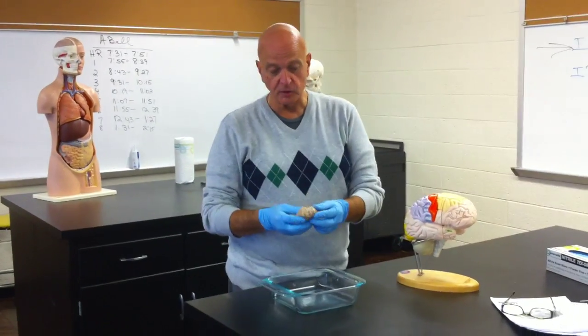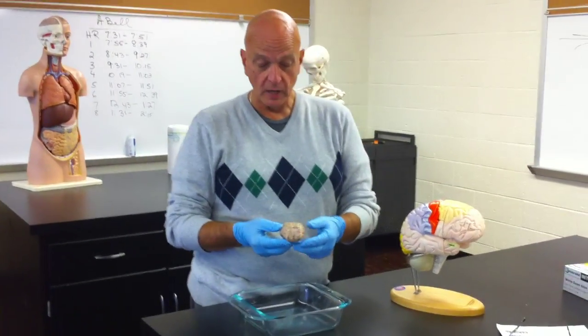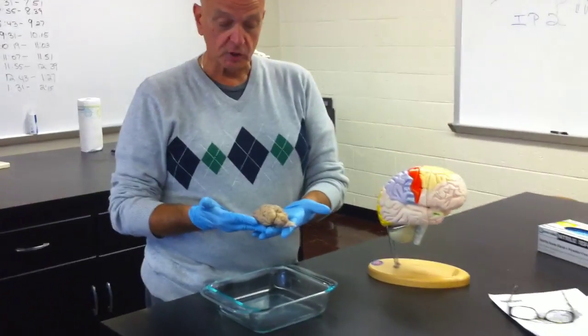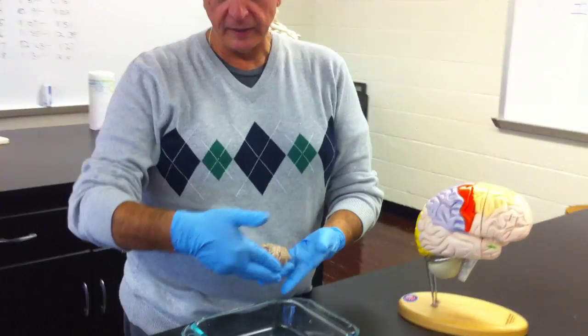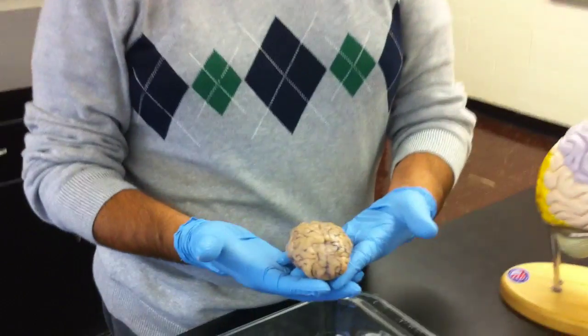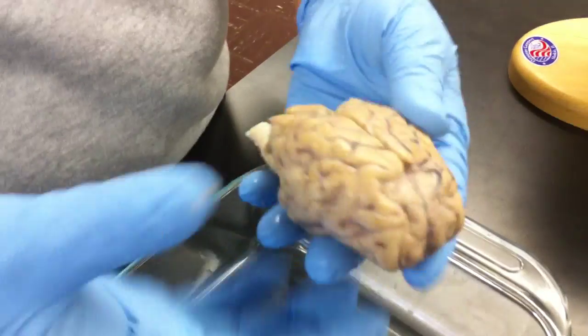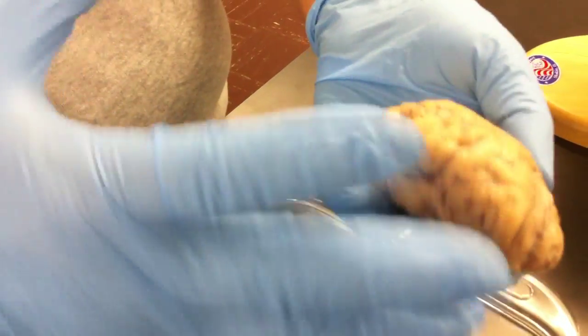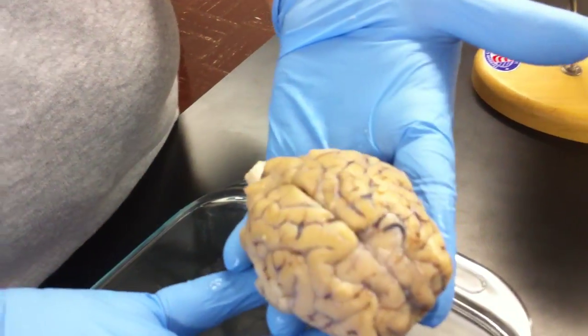We're at Archbishop Wood, and we're preparing to do the sheep lab, the sheep brain lab. And here's the preserved sheep brain. All we really want you to do here for this lab is to take a look at some of the major parts of the brain.